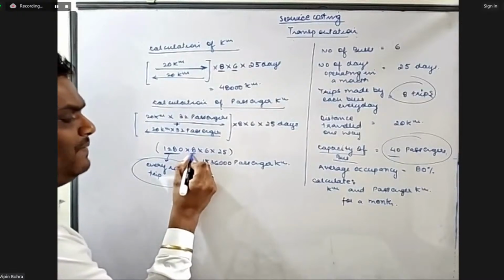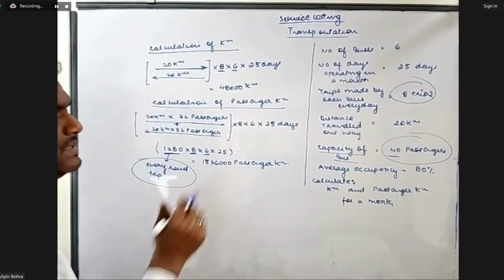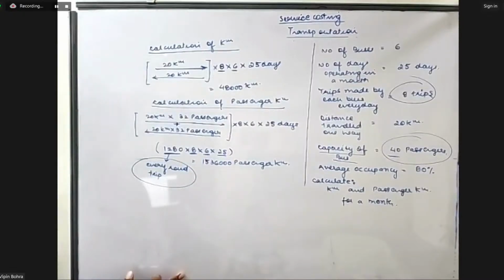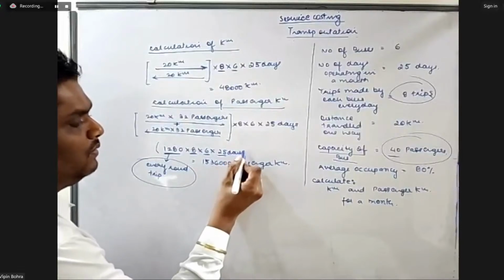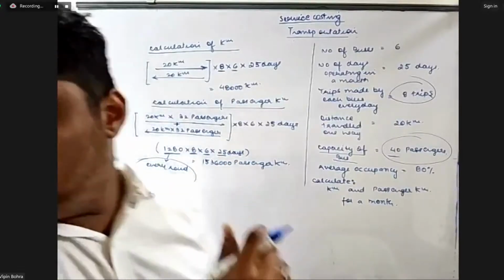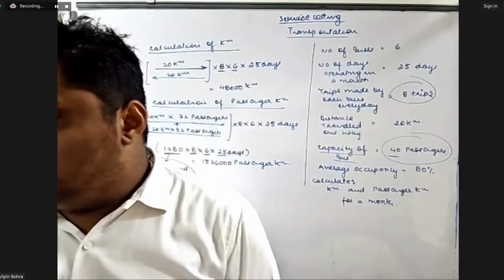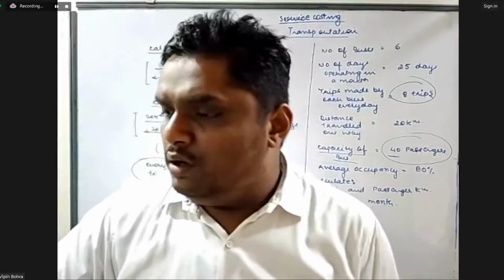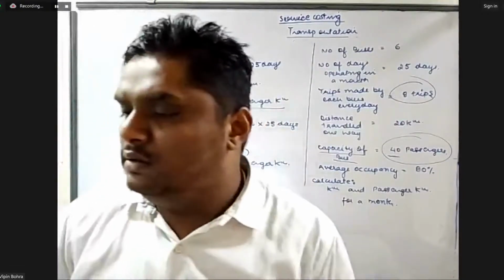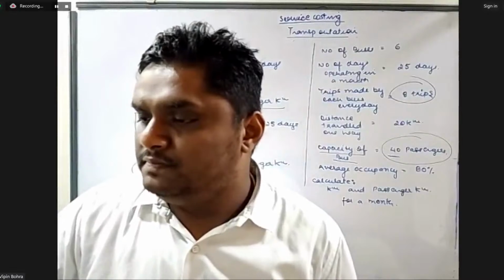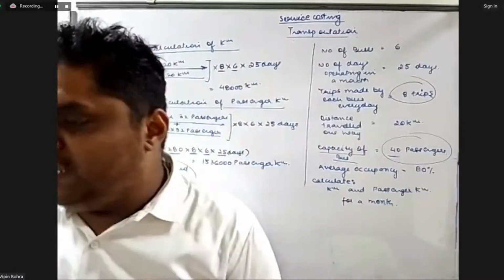Into every bus makes 8 trips in a day, into total number of buses are 6, into 25 days in a month. Gunjan, I hope this part is clear now. Anmol, this is the best approach to calculate the passenger kilometers. I request you guys to please copy this explanation.